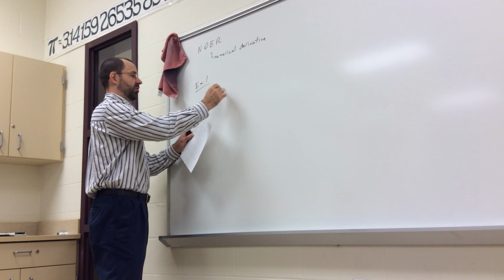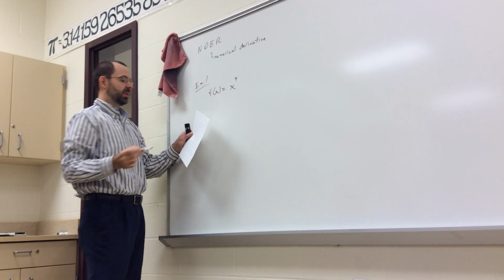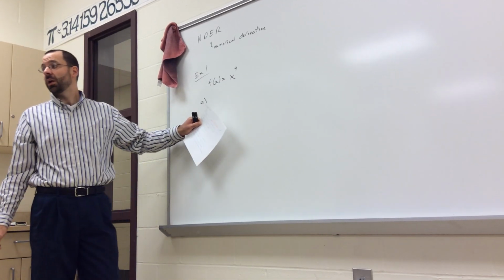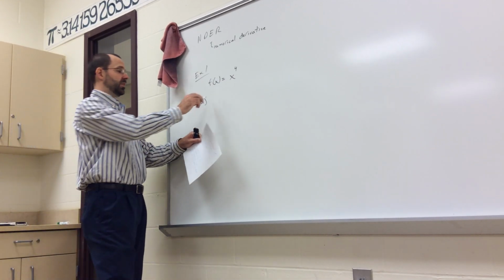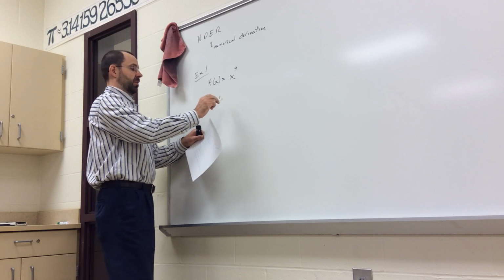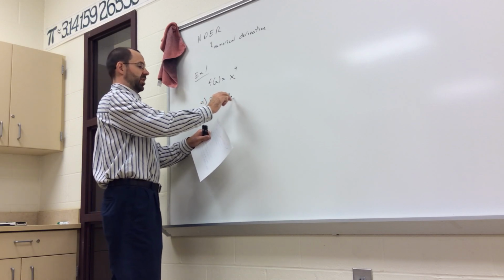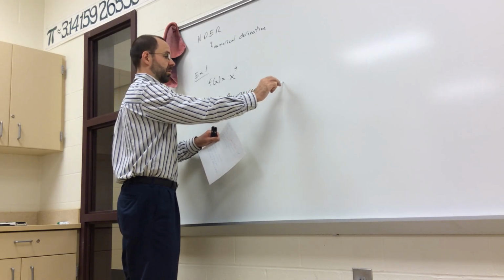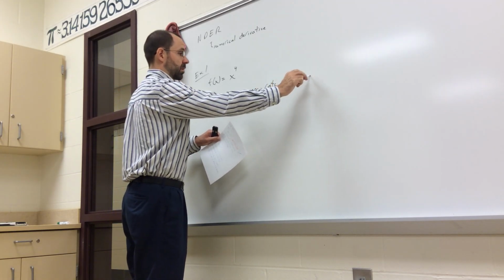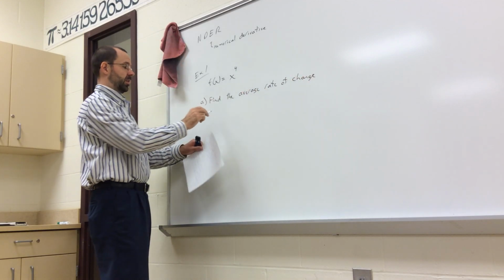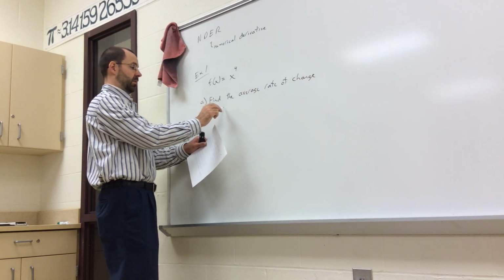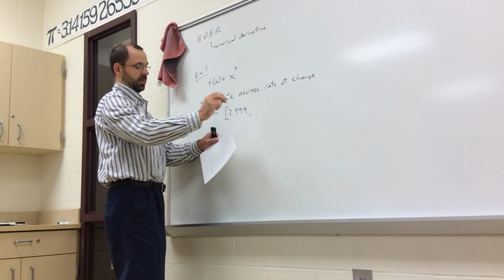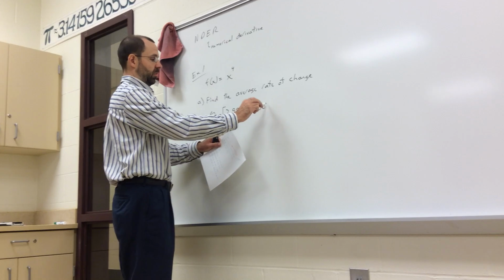So let's have a function f of x equals x to the fourth. And the first thing we're going to do with that function is find the average rate of change on the interval 2.999, comma 3.001.